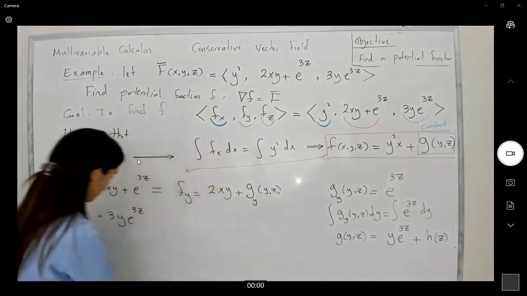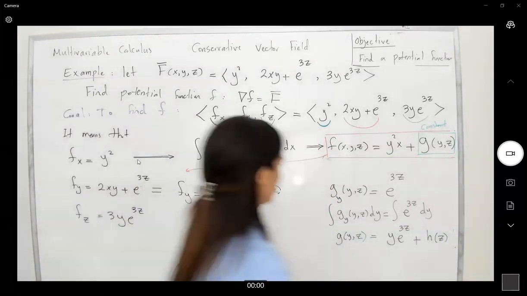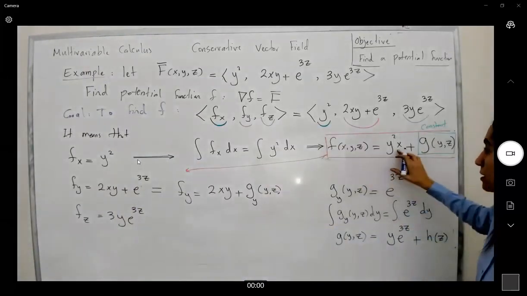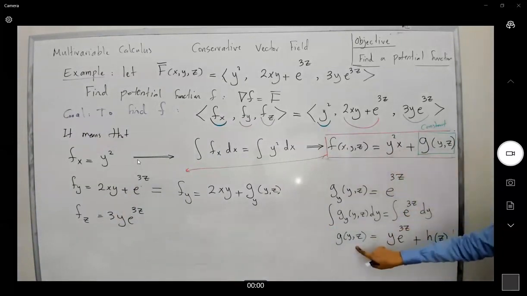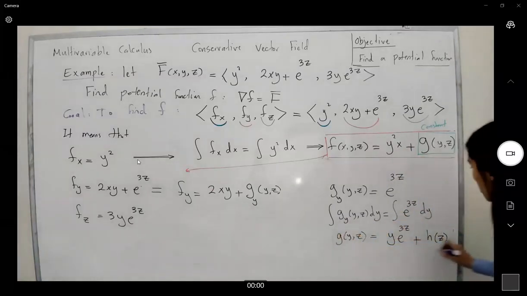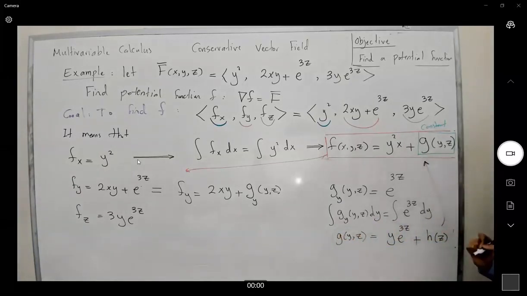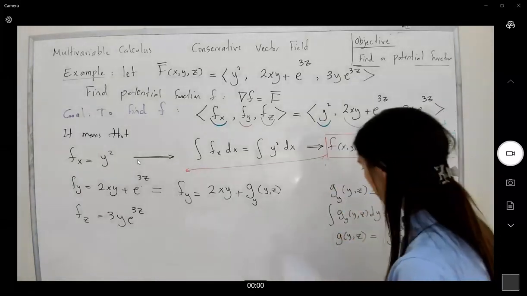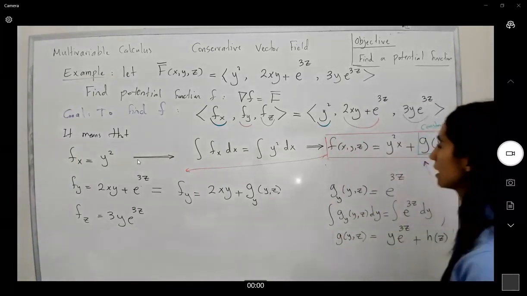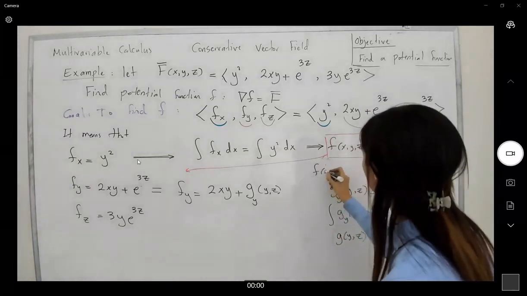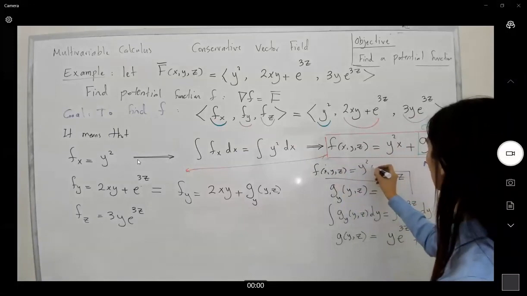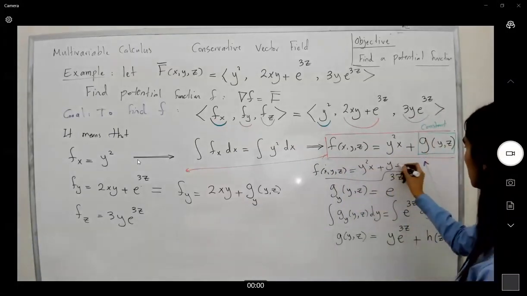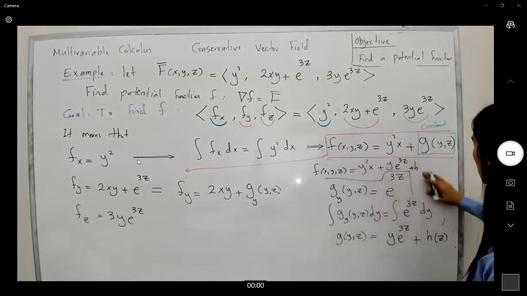If you look back to the function, it is y squared x plus g of y, z. You found some part of g of y, z. If you substitute this back in here, your function f of x, y, z can be written as, let me write it here for you, y squared x plus y e to 3z plus h of z.